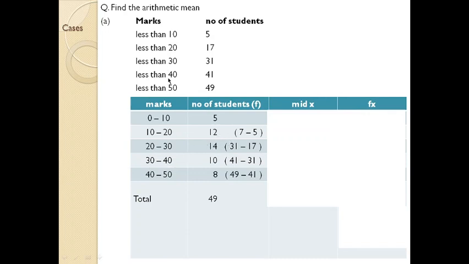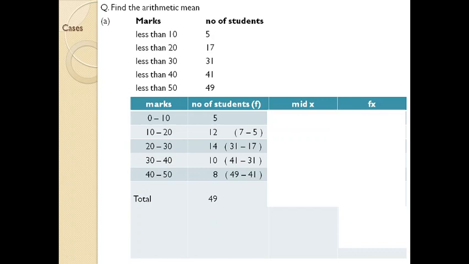Likewise, next one, less than 40, it will be 30 to 40. Here it is 41. You just need the difference between 41 and the number preceding 41. So 41 minus 31, you got 10. And finally, less than 50, it is 40 to 50. Here it is 49. You need to take the difference between 41 and 49. You got 8. And finally, try to take the total. Whenever there is frequency, try to take the total of frequency also, because you need the total of frequency.